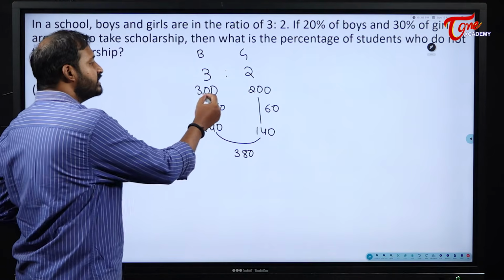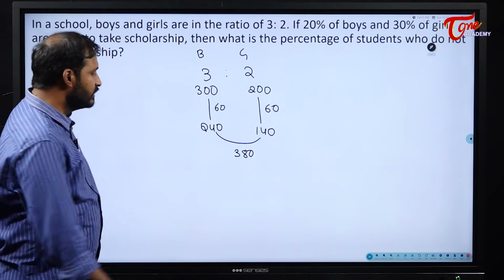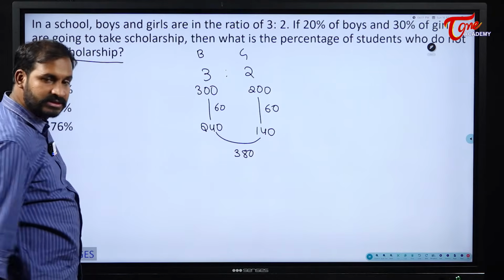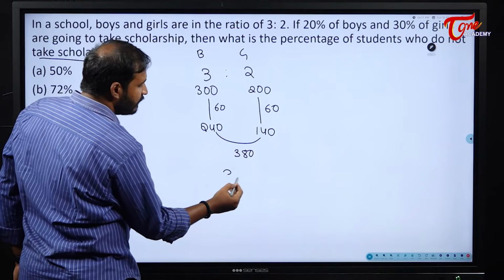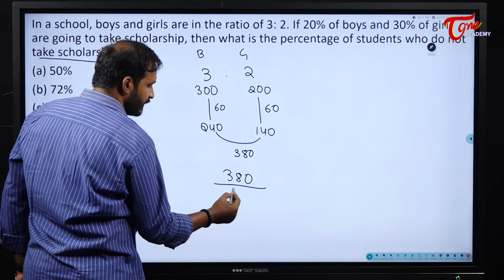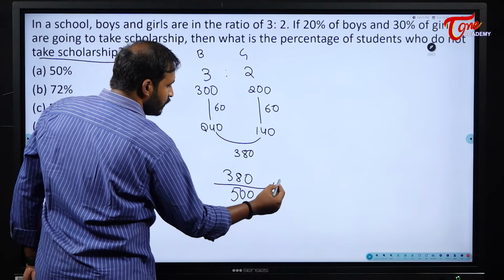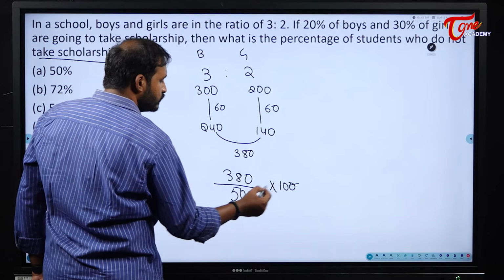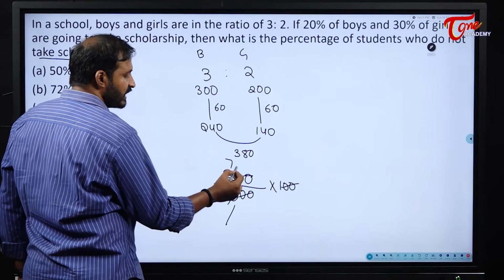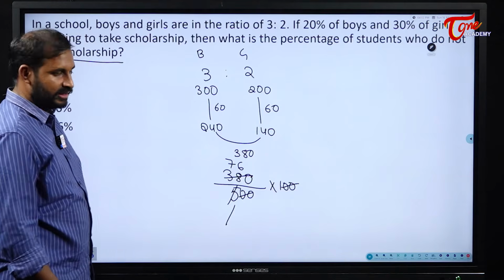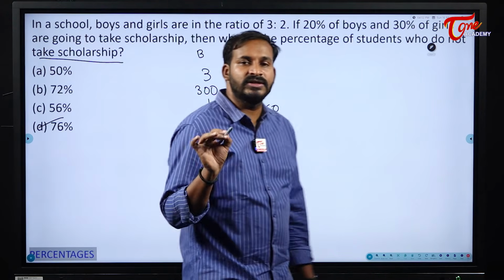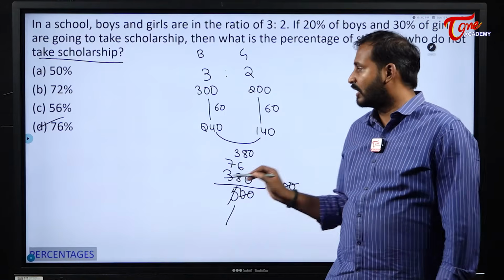Out of how many students? Total strength is 500. Who does not take a scholarship, that is the question for us. So 380 by total strength, 300 plus 200, 500, into 100. Two zeros get cancelled. 5 sevens are 35 and 5 sixes are 30. So overall 76% of the students are not going to take a scholarship here.